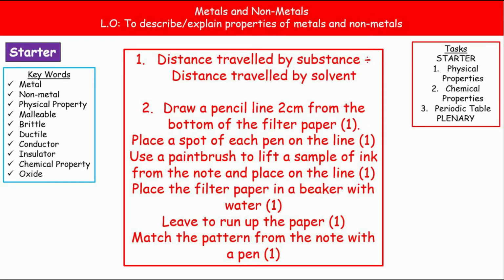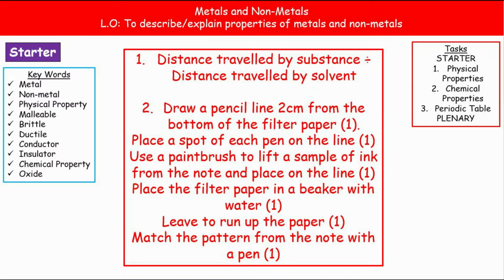In terms of how we carry out paper chromatography then, first mark is for saying we draw a pencil line a couple of centimetres up from the bottom of the filter paper. Second mark is for saying we place a spot from each pen on the line. Third mark is if you said we're going to use a paintbrush to lift a sample of ink from the note and place it on the line. Fourth mark is for saying we place the filter paper in a beaker with water. Fifth one is for saying we leave the paper in the water so the solvent runs up it.